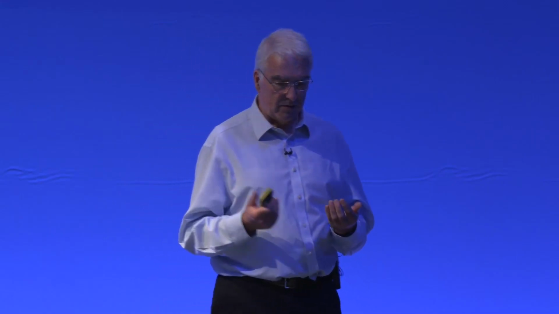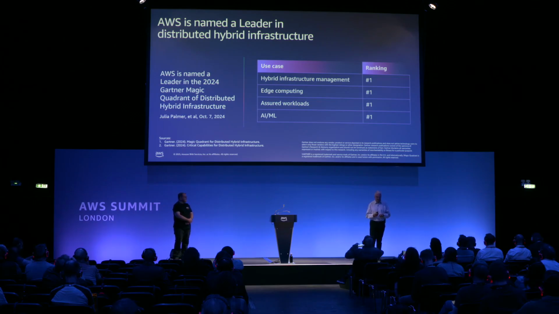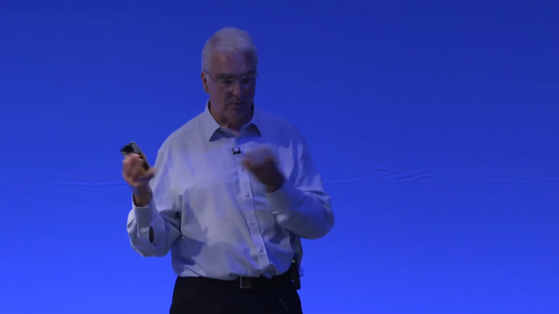Switching gears to the next slide, Gartner produced this report last year in October for distributed hybrid infrastructure, which is a bit of a mouthful, but it basically means allowing you to run cloud security models and everything else where you want to, on your colo, in your data center. And in that report, they've awarded or ranked AWS #1 in 4 of the categories. Hybrid infrastructure management is basically extending the cloud into your data center and managing it with a consistent set of APIs, which Outpost does. Edge computing is fairly obvious, it's running at the edge.